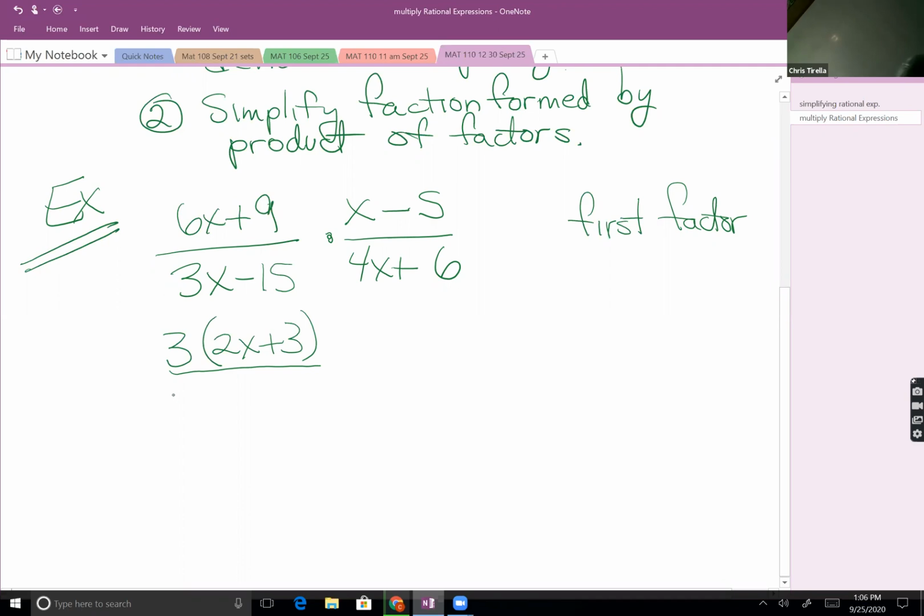Then factoring that denominator, there's a common factor of 3 and x minus 5. Next fraction, x minus 5 does not factor. And then 4x plus 6, does everybody recognize, because they're both even numbers, there's a common factor of 2. And I have 2x plus 3. Everybody with me in terms of the factoring?